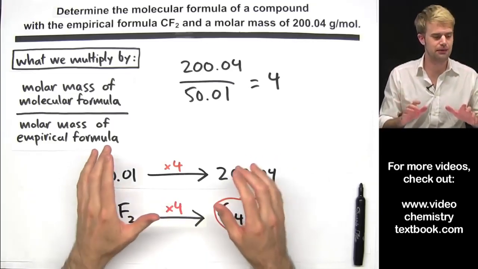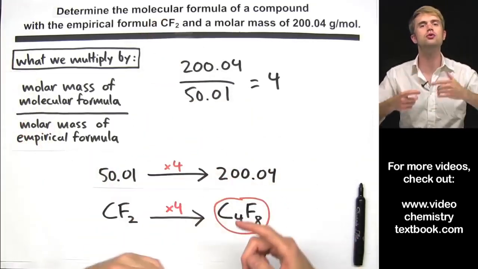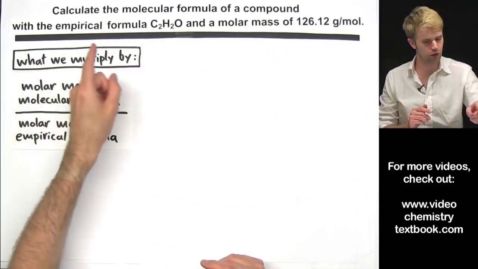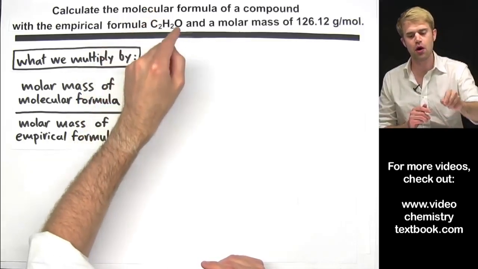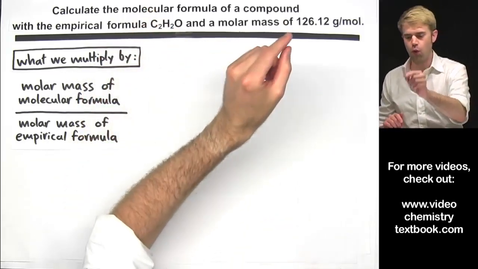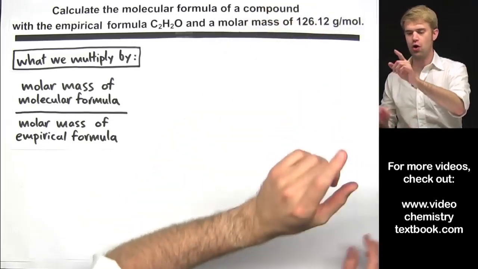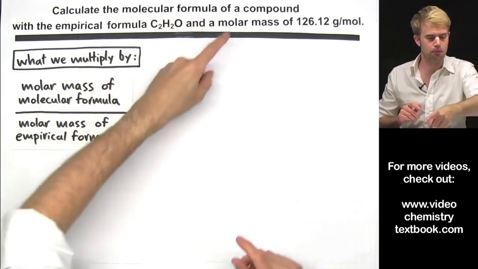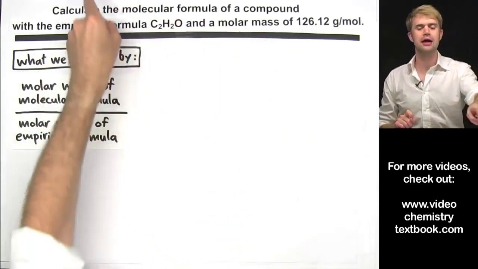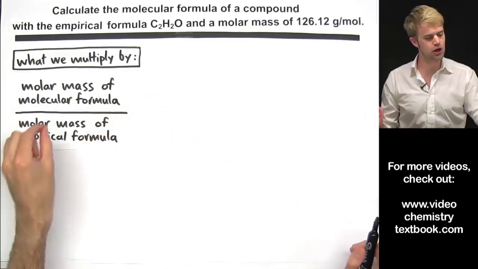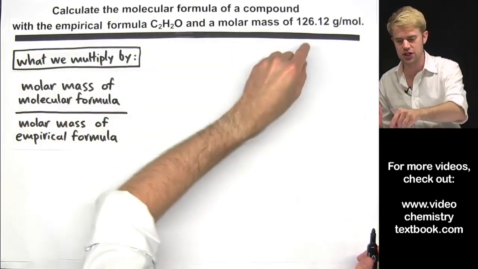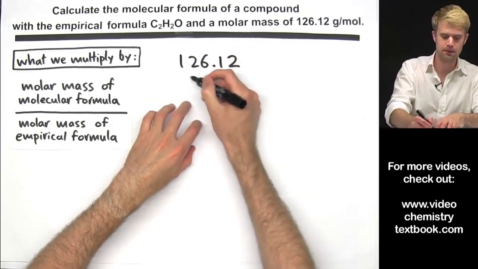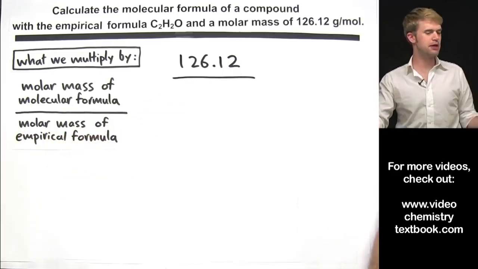Let's do a couple more examples using just this method without having to do the chart for each one. Calculate the molecular formula of a compound with the empirical formula C2H2O and a molecular mass of 126.12 grams per mole. We'll use this formula to figure out what we have to multiply the empirical formula by to get the molecular formula. Okay, so we'll start with the molar mass of the molecular formula, which is given to us in the problem, 126.12, divided by the molar mass of the empirical formula.